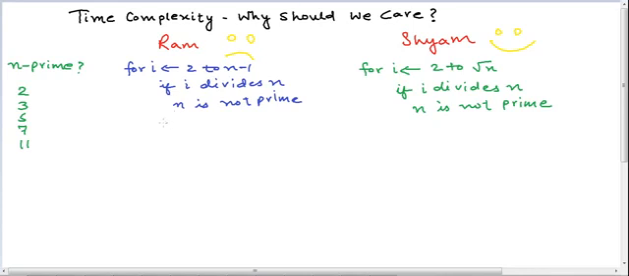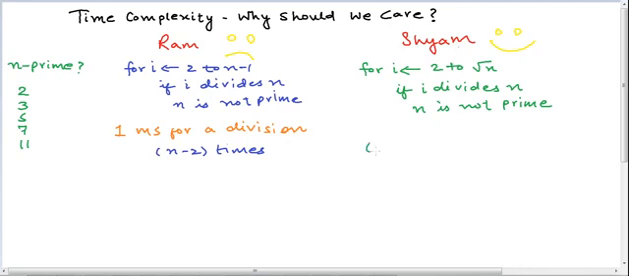Let's try to see. Let's say Mr. Computer, who has to run this program, takes 1 millisecond for a division operation. So we'll say 1 millisecond for division. Let's see what happens for various inputs of n. In the worst case, Ram's loop will run exactly n minus 2 times, so it will perform exactly n minus 2 divisions, and that would happen when the number is prime.